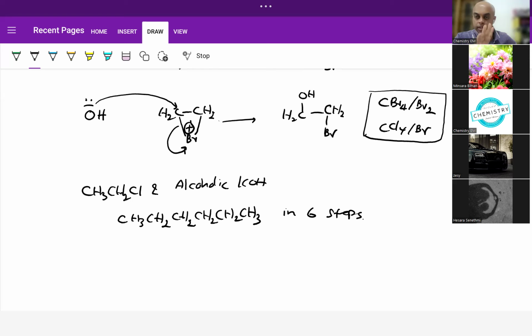Now, here is the story. You can use any other reagent which are inorganic, right? The condition is, if you are using an inorganic reagent for this synthesis, it is only CH3CH2Cl and alcoholic KOH, because alcoholic KOH is also inorganic, but alcoholic means it's organic, no? So you are allowed to use CH3CH2Cl and alcoholic KOH as the only organic reagents. You can use any other inorganic reagents, but the other condition is only in 6 steps.